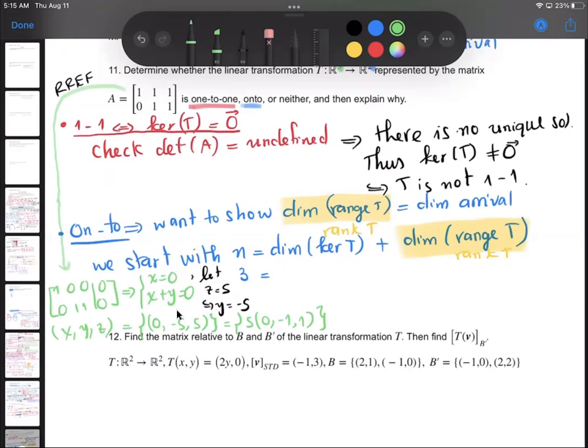Plus dim of the range of T. So now you can solve for the dimension of the range of T, which is 3 minus 1, which is 2, and that is equal to the dimension of the arrival. So yes, you can conclude that T is onto R2.